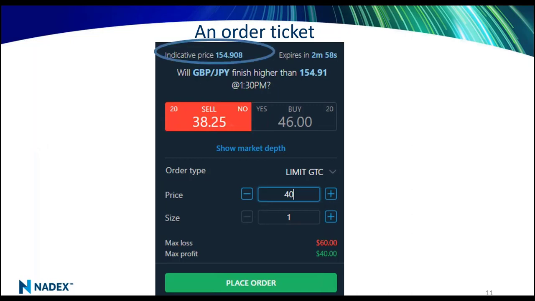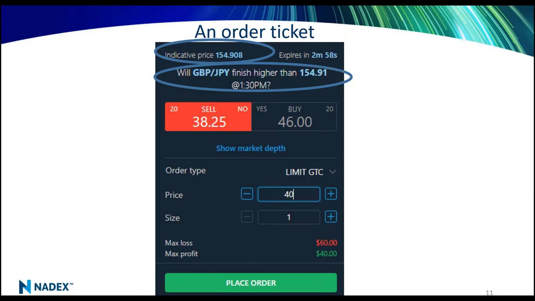Okay, and on an order ticket, you're going to see an indicative price up in the upper left-hand corner. All right, we see that the pound yen foreign exchange rate's 154 spot 90. So that's how many yen it would take to buy 1 pound. It'll give you the condition. Will the pound yen finish higher than 154 spot 91? So we notice it's currently just below that. It's just below. And notice also that it's in the next 3 minutes.